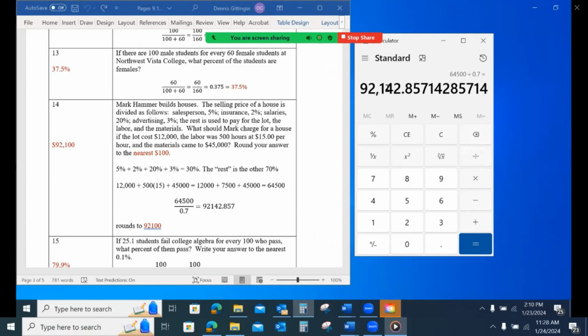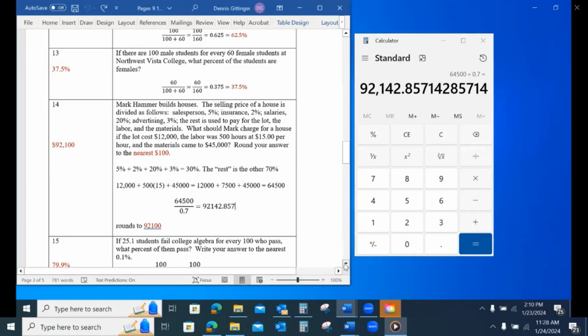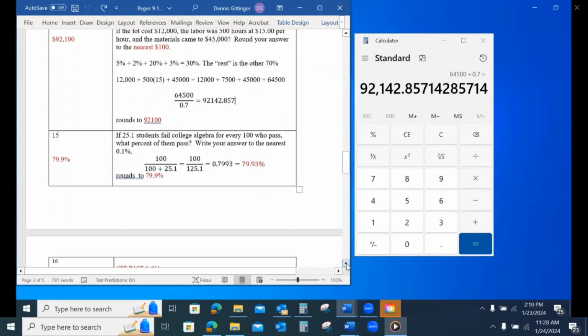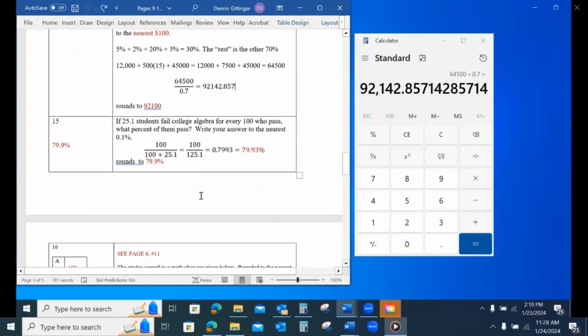All right. And number 15, you have 25.1 students fail for every 100 who pass. What percent pass? Write your answer to the nearest 0.1%. And don't forget to do that.